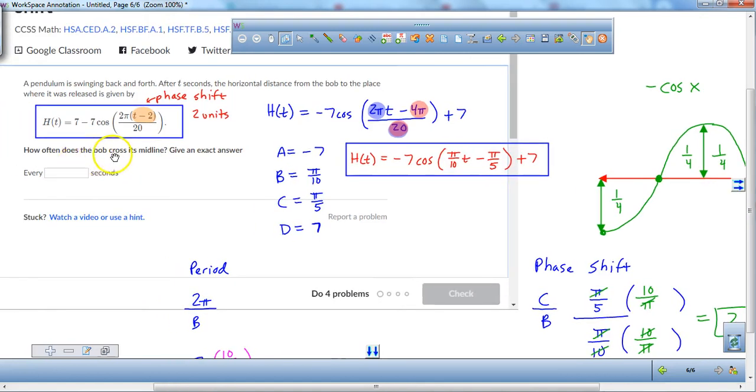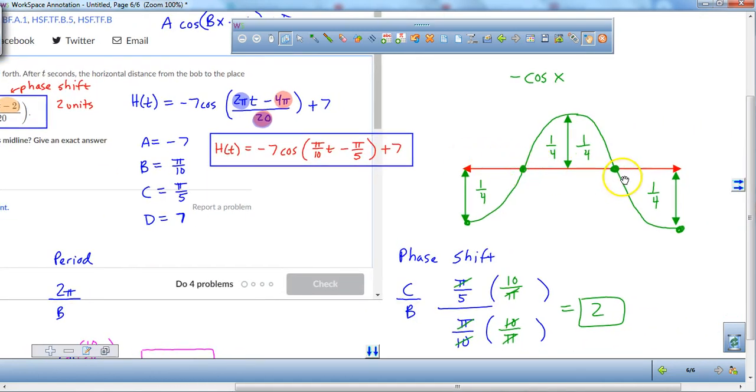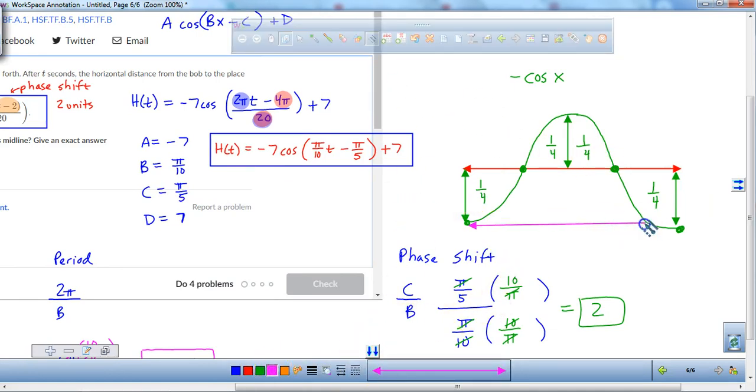And it says, how often does the bob cross its midline? Well, it crosses it right here, and it crosses it right here, which means if the length of the period is 20 units, and that's the whole way there, well, what's a quarter and a quarter? A quarter is half. So this distance right here is 10 units. In this particular case, these units mean seconds. So every 10 seconds, it's going to hit the midline.